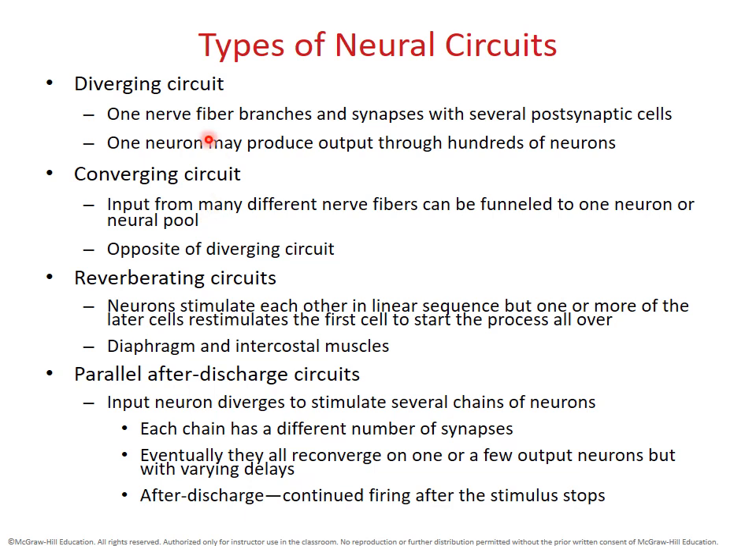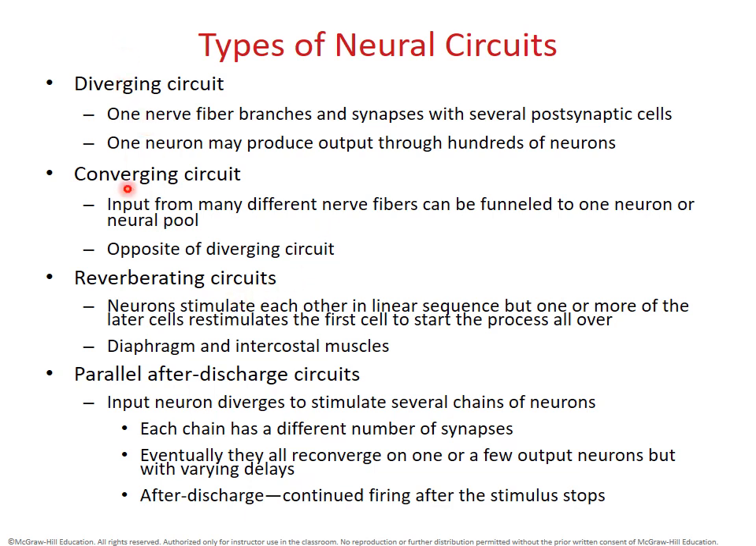A converging circuit is where many different axons from different input neurons synapse on a single postsynaptic cell. So this is the opposite of a diverging circuit. Here, many presynaptic fibers converge on a single postsynaptic cell. And this is, of course, how we get facilitated zones potentially where multiple neurons work together to stimulate a postsynaptic cell.